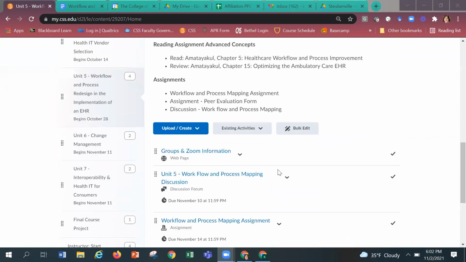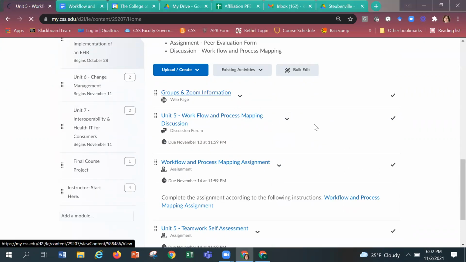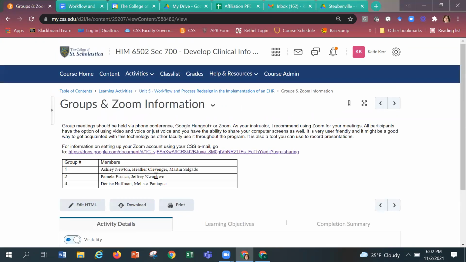So I'm here in Brightspace in Unit 5. The first thing to do is to figure out who's in your group. So go here, note that there are only 3 groups, and the first group has 3 members, the other 2 only have 2. We have a pretty small class, as you guys have probably seen. So with that, I'm going to go back.